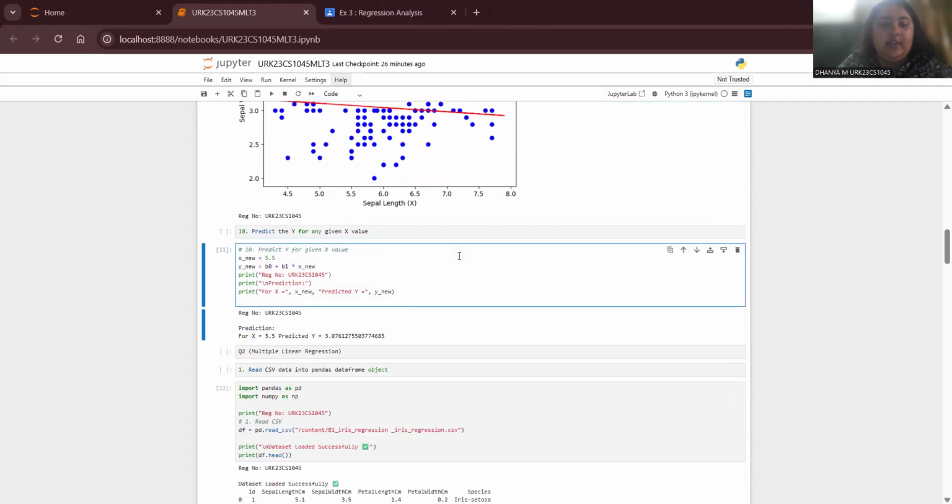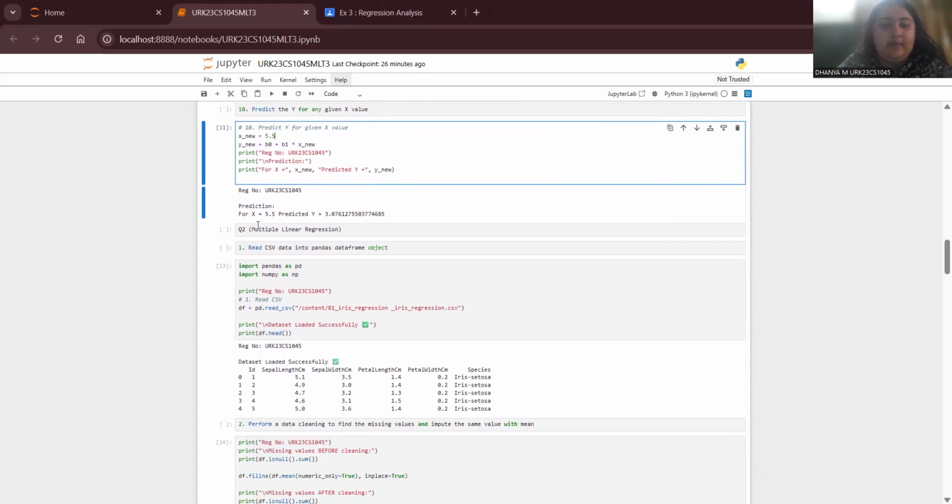And for the 10th question, I have predicted the y for any given x value. Once the regression equation is obtained, it can be used to predict the value of sepal width cm for any given value of sepal length cm. This is the main purpose of the regression model. So for x equals 5.5, I have predicted y equals 3.0761, and so on.